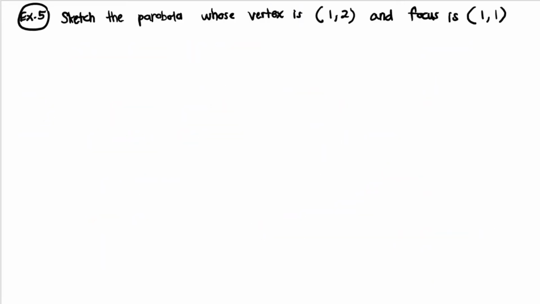Right, now suppose we have to sketch the parabola whose vertex is (1, 2) and focus is (1, 1). So what should we do? Try to illustrate this. You have the vertex at (1, 2). Suppose you have this xy plane, and the vertex is actually at (1, 2). So this is the vertex, and the focus is actually at (1, 1). I'm drawing it this way: (1, 2), and at (1, 1) is the focus.